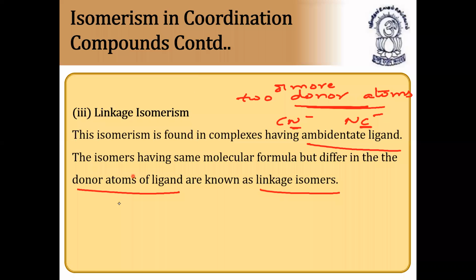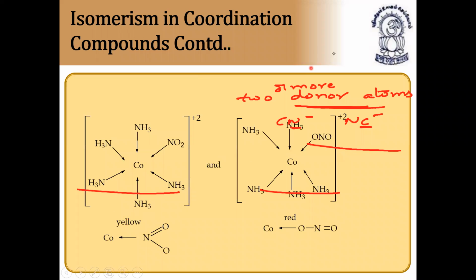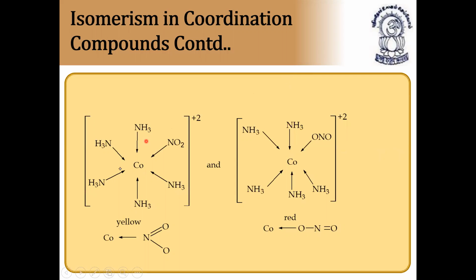Let us see the continuation. Examples of linkage isomers you can see here. Co, NH3 how many times? 1, 2, 3, 4, 5, 5. And here NO2. That is the linkage. The nitrogen is donating its lone pair of electrons to cobalt. So this is called the ligand. Here the donor atom is nitrogen, and here the donor atom is oxygen. So that's why we will say nitrito-N. I will write it clearly.